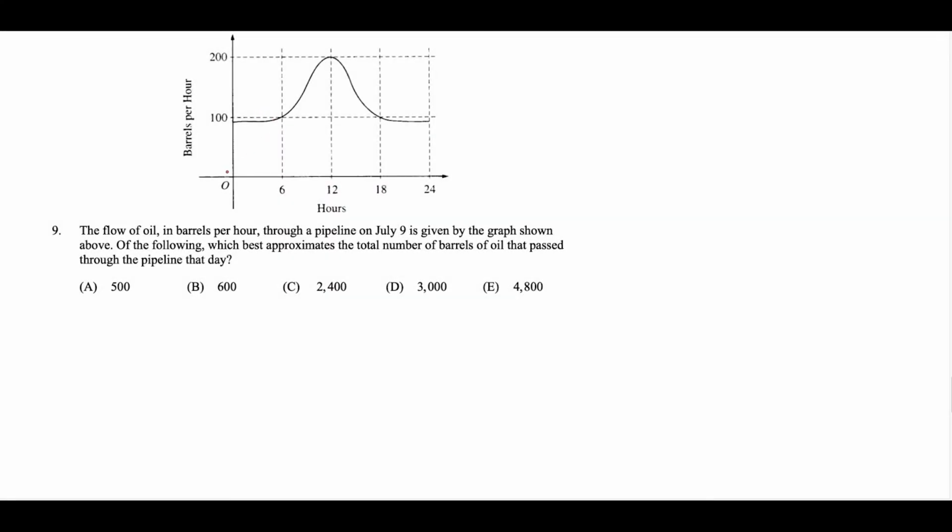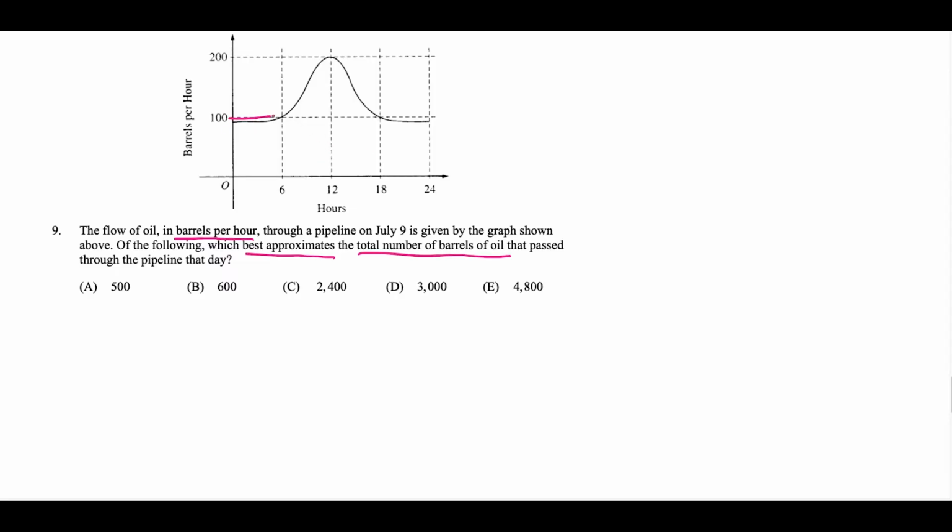Now for this word problem here, we have the flow of oil in barrels per hour through a pipeline on July 9th is given by the graph shown above, and we want to know which of the following best approximates the total number of barrels of oil that passes through the pipeline that day. Well, the whole idea in this question is we want to find the area under the curve.